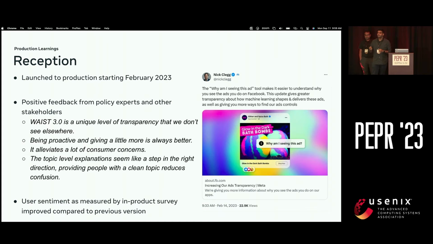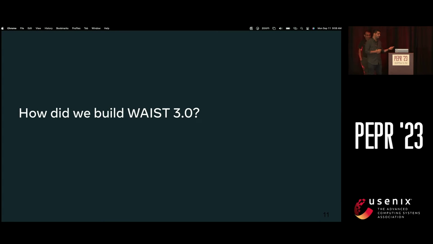And from a user sentiment perspective as well, from the question at the bottom, whether this explanation was helpful or not, we saw an increase in user sentiment, with users saying that yes, it is more helpful to them. With that, I will invite Rajesh to talk about how we actually built the product.